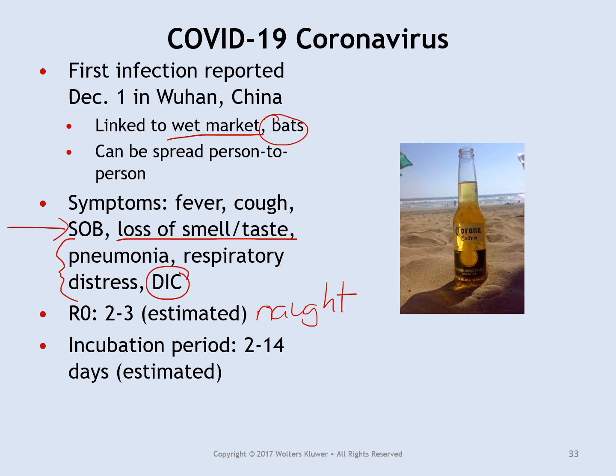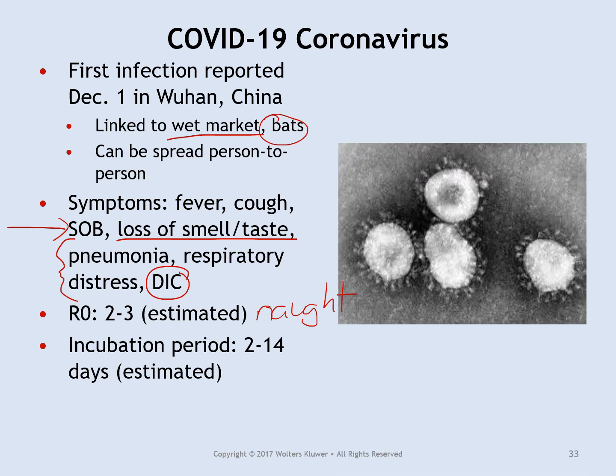We call it Corona, but it does not have anything to do with Mexican beer. We call it Corona because of these little spikes surrounding the outside of the virus. Corona is Latin for crown. They look a little bit like a crown. This is a hallmark of all coronaviruses, not just our COVID-19.